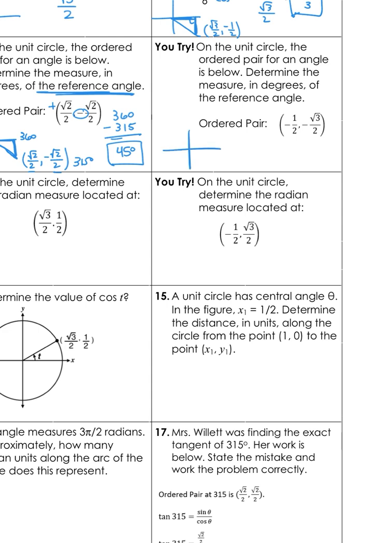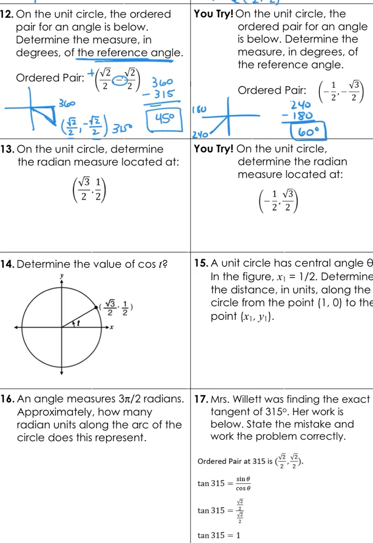All right, this ordered pair is negative and negative, so we're going to be down here. And negative 1/2, negative square root of 3 over 2 is going to give us a 240 degree angle. And here's our 180, so we're just going to do 240 minus 180, and that is going to be 60 degrees.